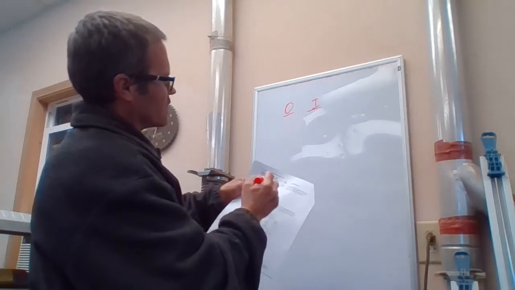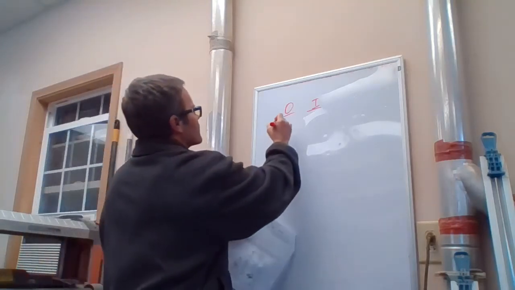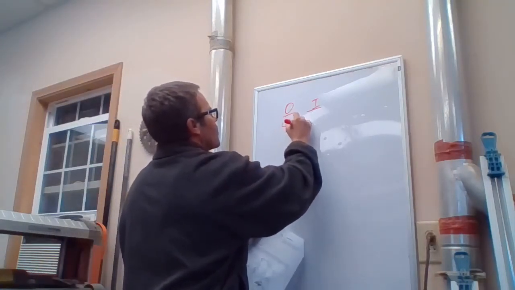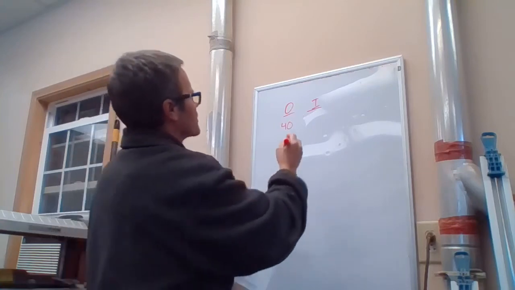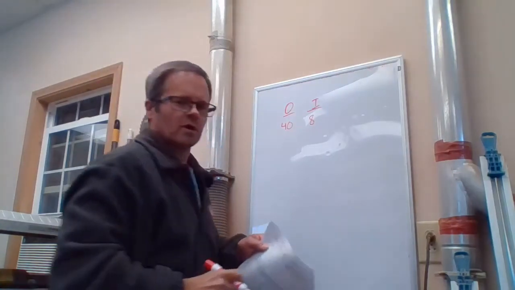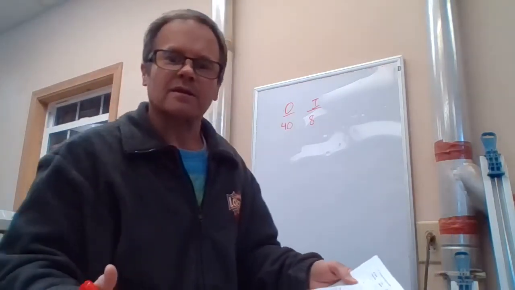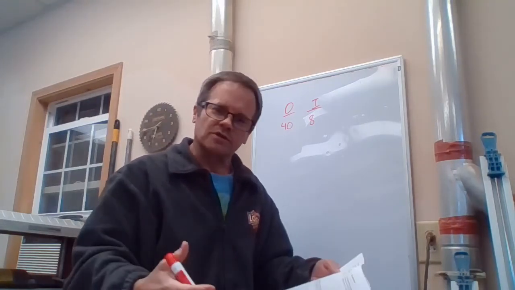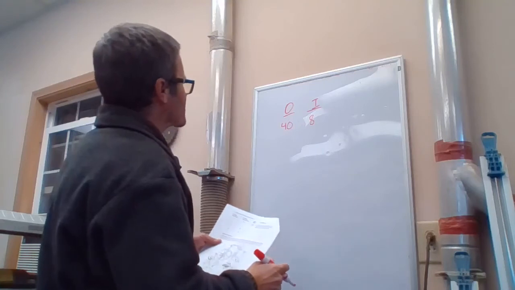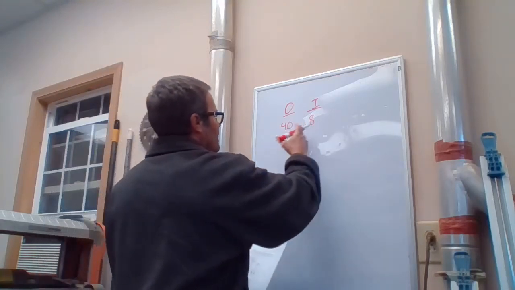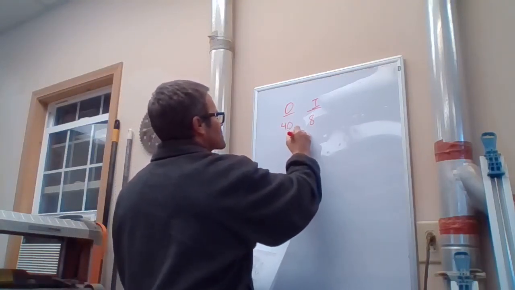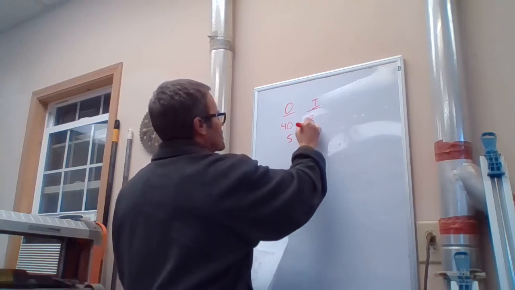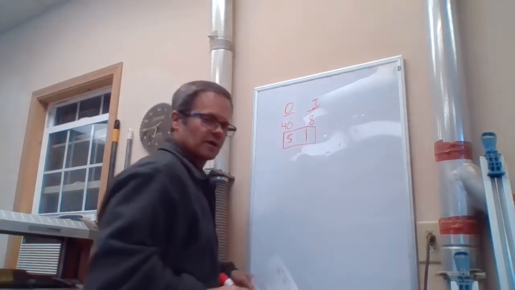What is the number of teeth on the output gear? 40. What is the number of teeth on the input gear? 8. So our gear ratio is 40 to 8. But just like a fraction, we can reduce that. So how many times does 8 go into 40? 5 times. 8 goes into 8 once. So our gear ratio is 5 to 1.